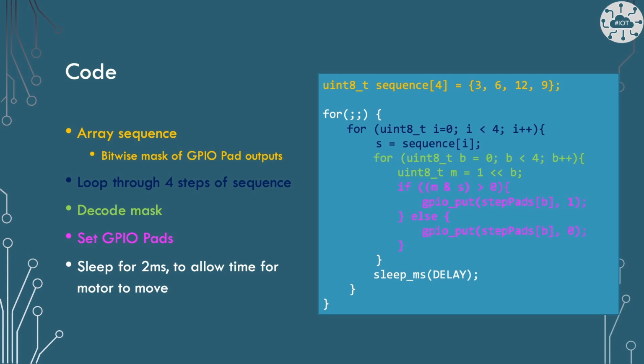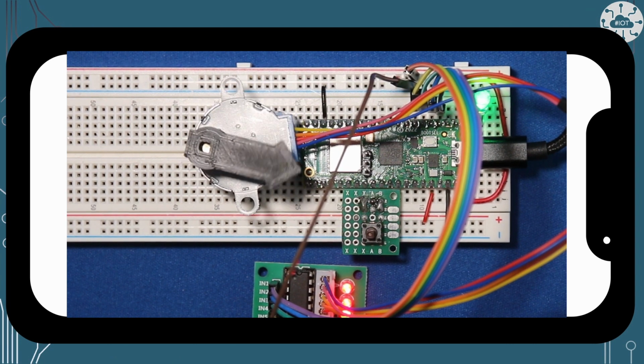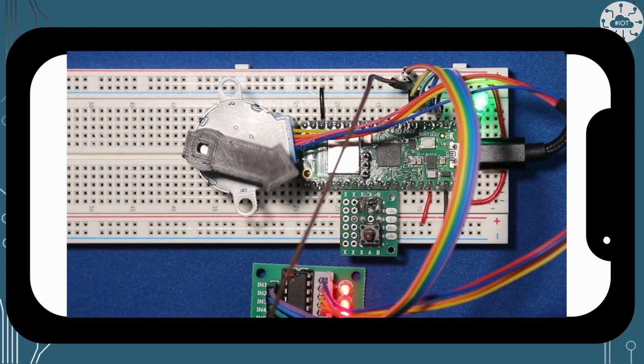We can now loop through the sequence to turn the motor. We decode the mask of each step in the sequence and then set the GPIO pad value. Once the pads are set, we need to wait a bit for the motor to actually turn. In my test of 5 volts, this needs to be at least 2 microseconds. Running this on the Pico, actually a Pico W in my video here, the stepper motor smoothly turns.